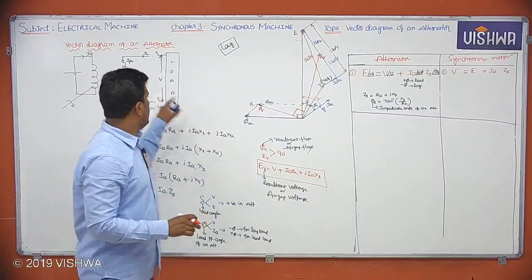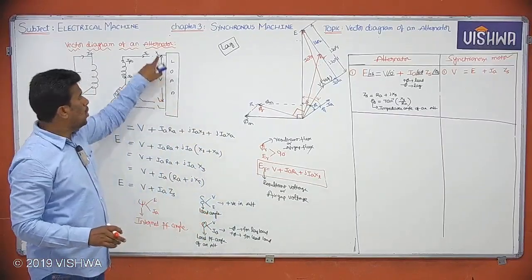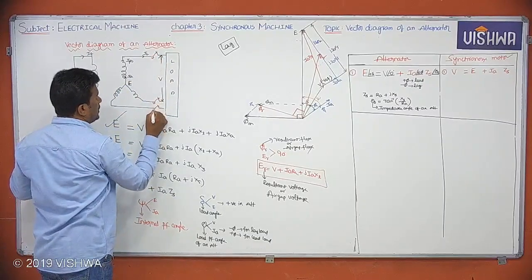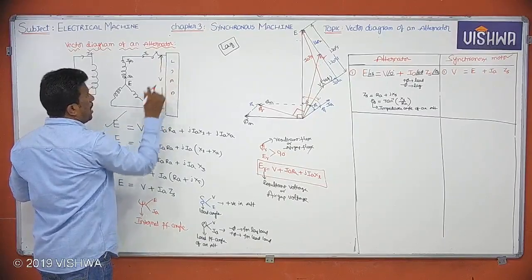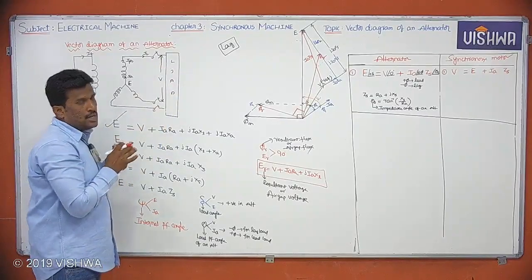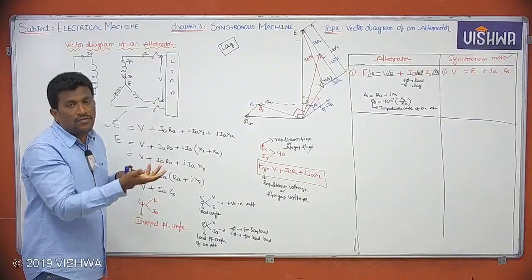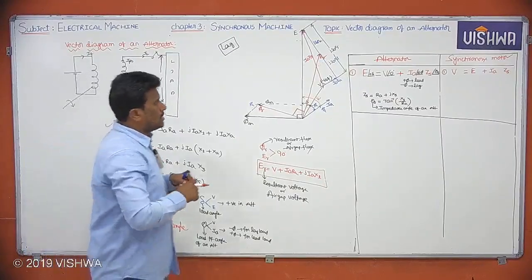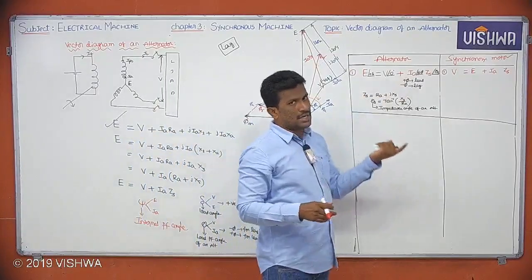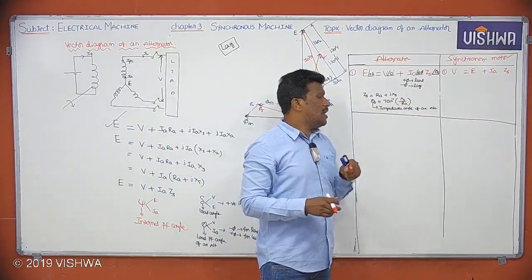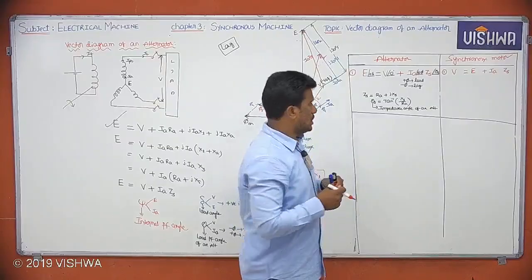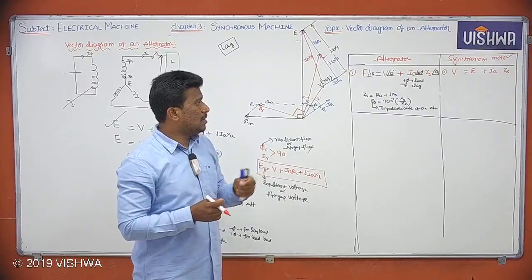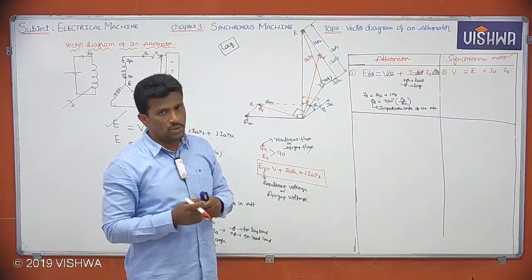And what about V? V means load voltage in case of your alternator, or terminal voltage. In case of synchronous motor, V means what? Supply voltage, line voltage. Next, IA, everybody knows that armature current. ZS means what? I had given here, impedance angle of alternator. Synchronous motor, ZS means what? Impedance angle of synchronous motor.